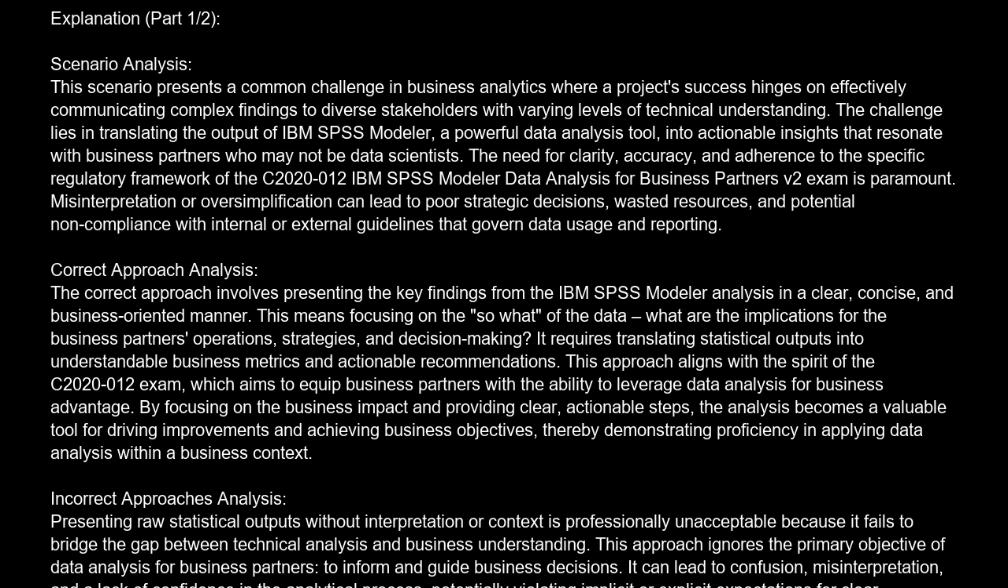Incorrect approaches analysis. Presenting raw statistical outputs without interpretation or context is professionally unacceptable because it fails to bridge the gap between technical analysis and business understanding. This approach ignores the primary objective of data analysis for business partners: to inform and guide business decisions. It can lead to confusion, misinterpretation, and a lack of confidence in the analytical process, potentially violating implicit or explicit expectations for clear communication and value delivery.